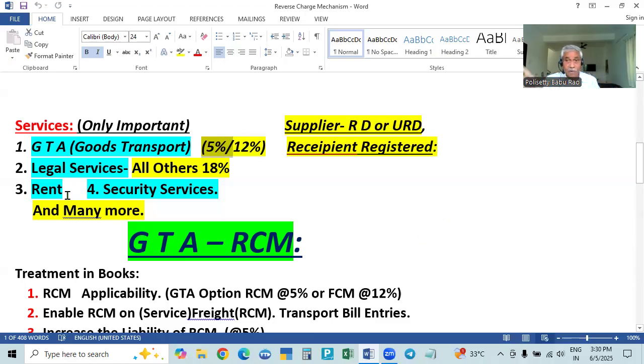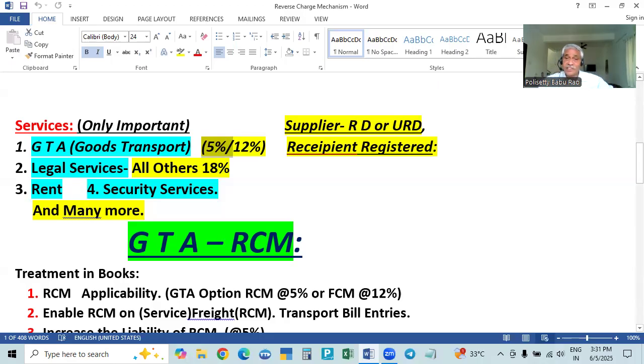One is by the government, another one is private buildings. One is government buildings given on rent, that is commercial buildings only, given on rent to the business people. The government will not come and collect tax. The businessman will pay the tax on the rent to the government, and the tax will be paid by him under reverse charge.